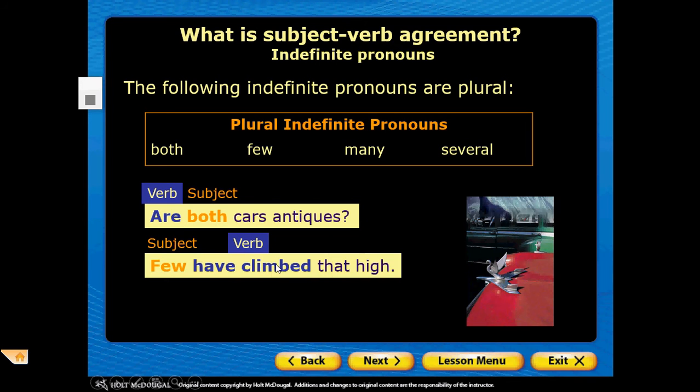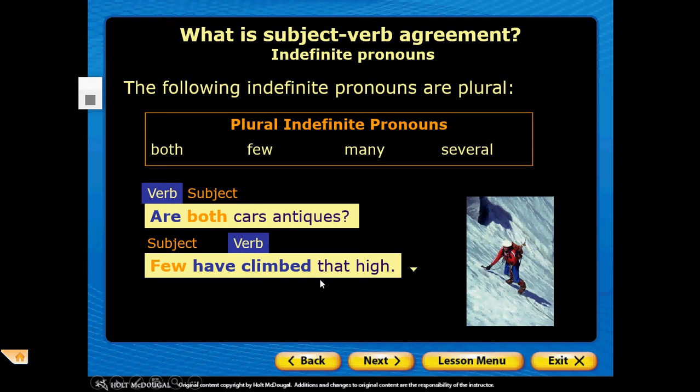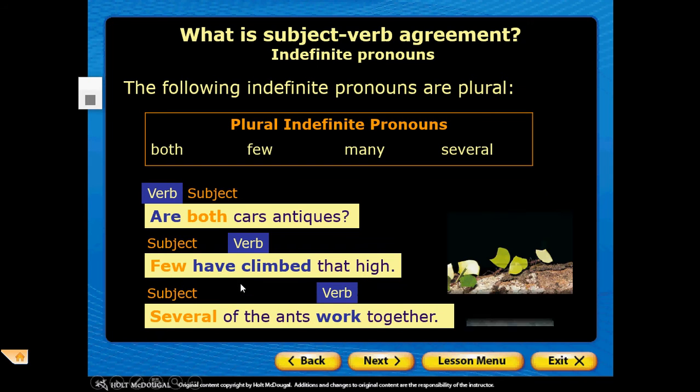So another example is: few have climbed that high. So we're talking about few people who managed to climb that high. So that's why we chose a plural verb. Here we use have rather than has, because few is plural.